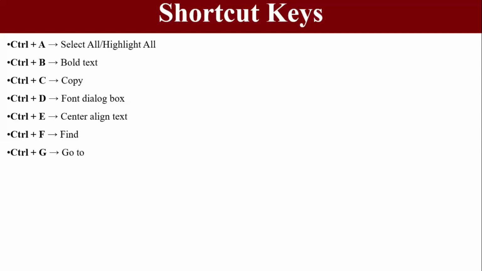Then we have Control G. Control G is go to. This opens the dialog box to jump to a specific page, section, or line. By just clicking on go to, it will show three things. By clicking Control G, you can go to a page. You can just put the page number, and it will carry you to that page number. You can also put the paragraph, and it will carry you to the paragraph or line number.